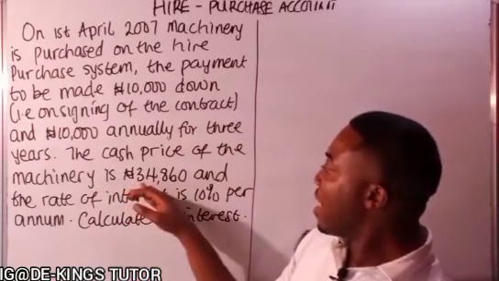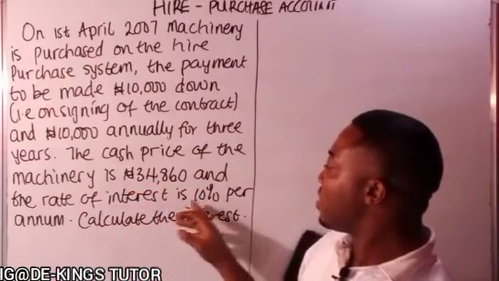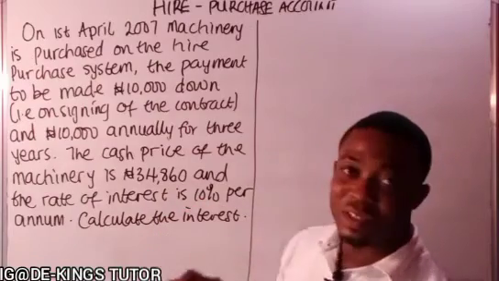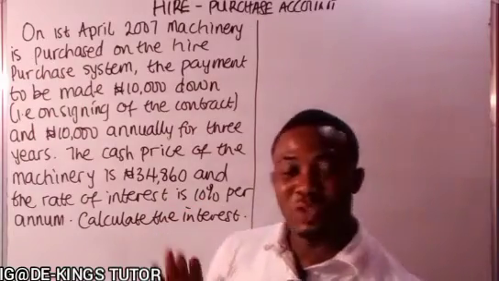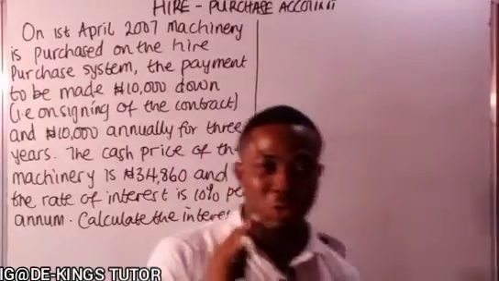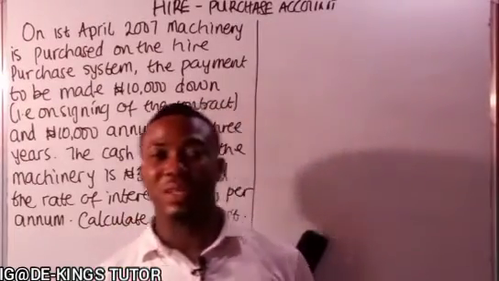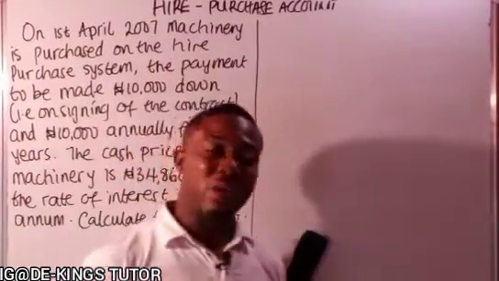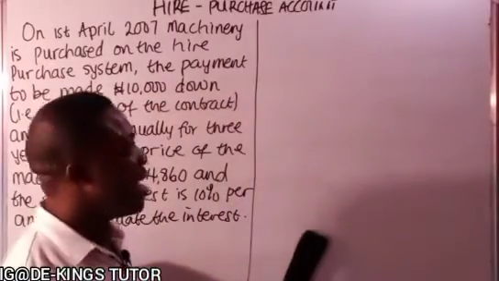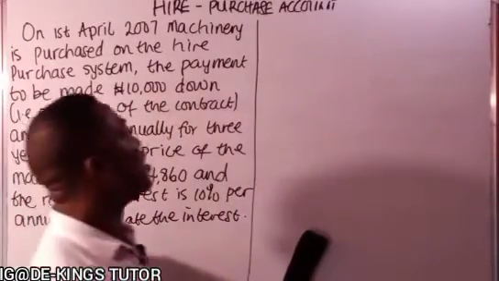Okay, so I said the cash price is this, and the rate of interest is 10% per annum. Let's calculate the interest. This is the first thing you should know how to do before you prepare the hire purchase account, because you want to know the actual interest, how much was added each time. So what do we do in this situation?